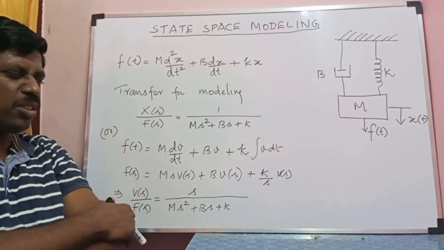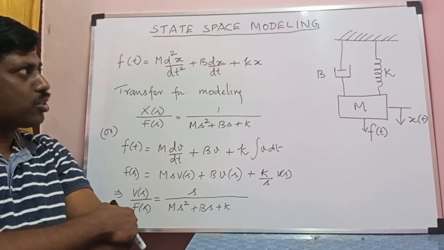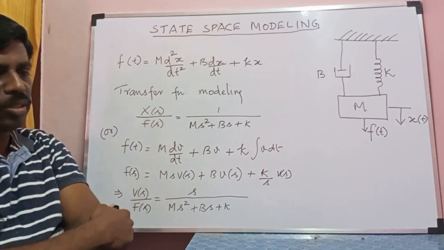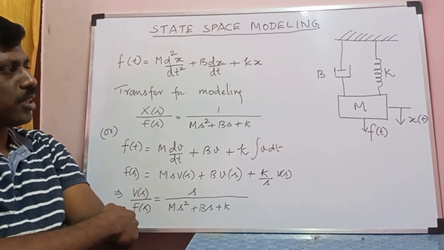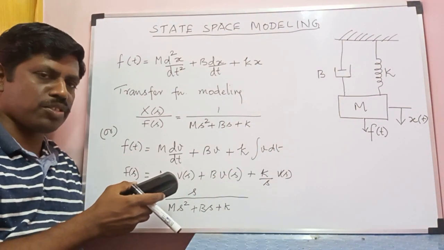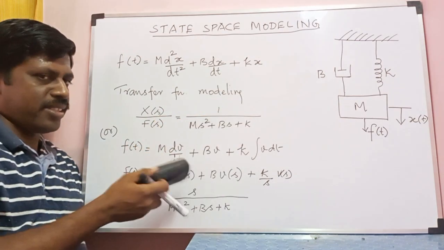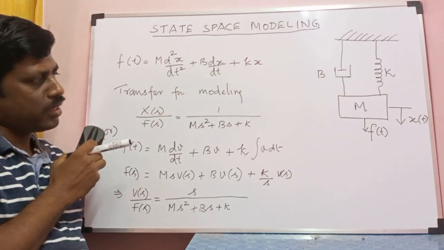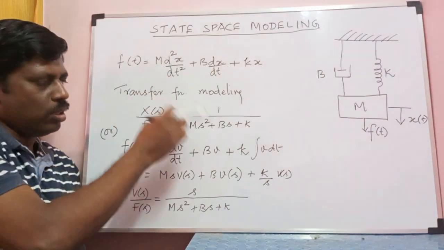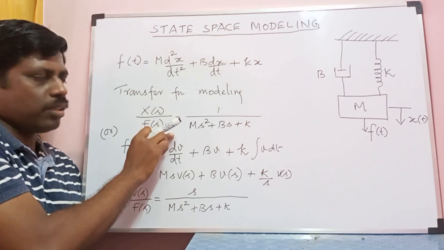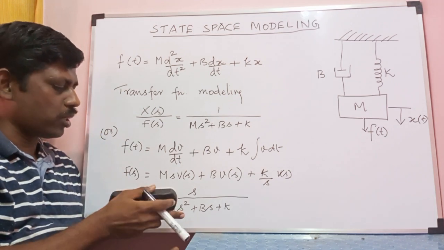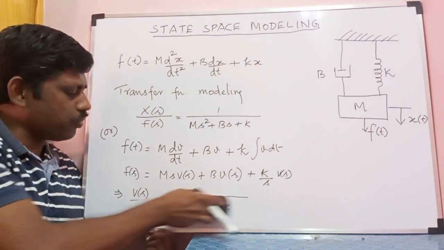So we are going for some other model, which is known as state space model or state variable model. You can call it a state variable model or a state space model. So we'll just see about the state space model, taking this mechanical system as an example. First of all, understand that in the transfer function model, we are transforming the time domain equation to the Laplace domain. So that is how we get this transfer function model. But in the state space model, we will remain in the time domain itself.